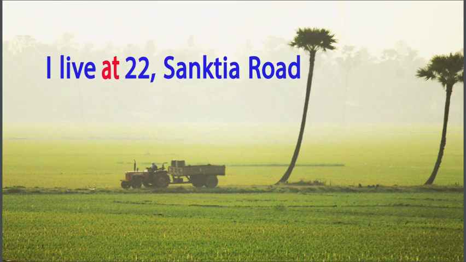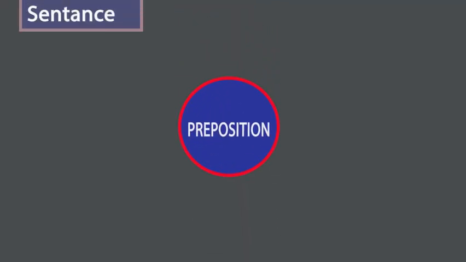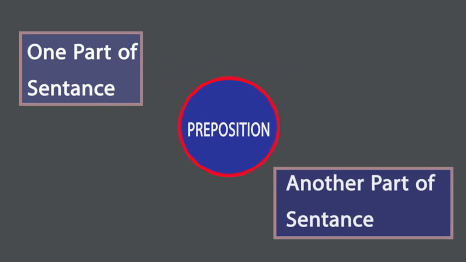I live at 22 Saktiya Road. So here, if I remove at from the sentence, then do you understand where I live? You cannot, and there will not be any relationship between I live and the place I mentioned. So at is a word which is creating a relationship between these two parts of the sentence. So this at is a preposition. Hence preposition connects one part of a sentence with another part of the sentence. So it's basically a connecting word.